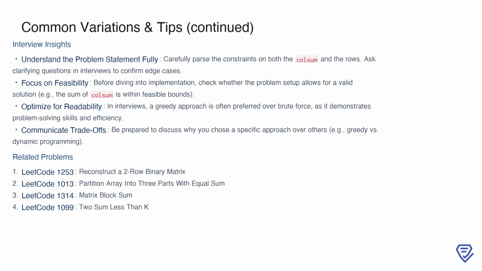A greedy approach is often preferred because it balances efficiency and clarity, and it demonstrates your ability to choose appropriate algorithms. Finally, be ready to discuss trade-offs. For example, you might explain why you chose a greedy solution instead of a dynamic programming approach, emphasizing the balance between scalability and simplicity. Additionally, reviewing related problems like partitioning arrays or matrix operations can deepen your understanding and help you recognize patterns in similar challenges.